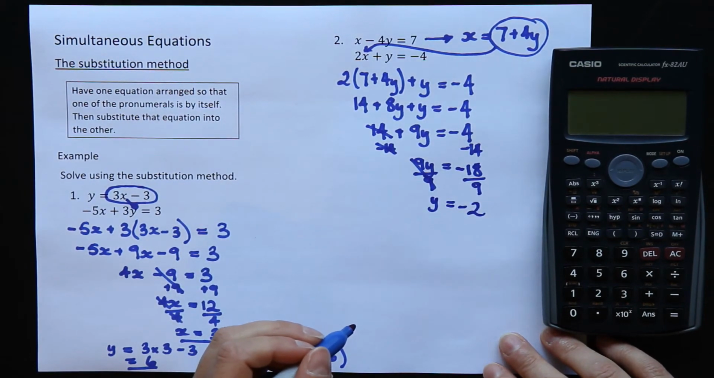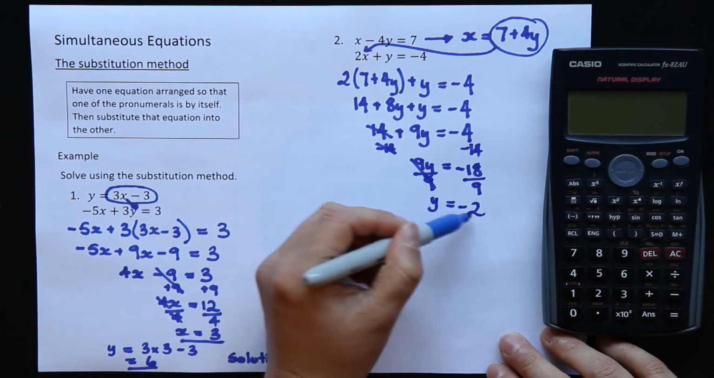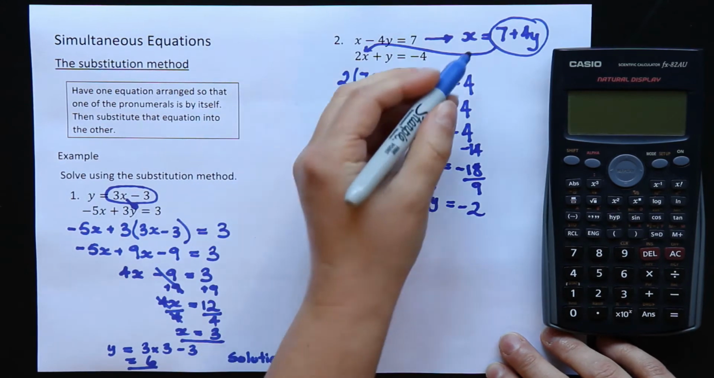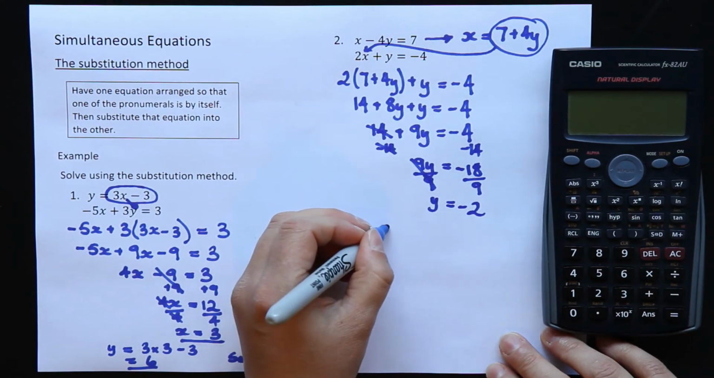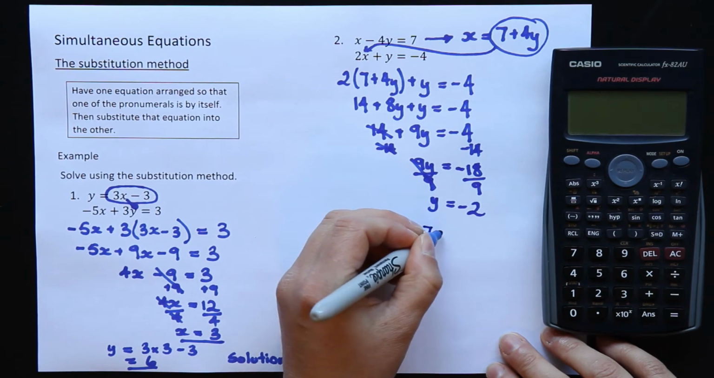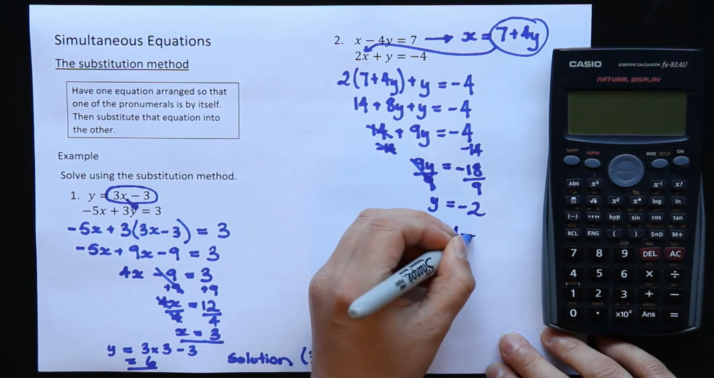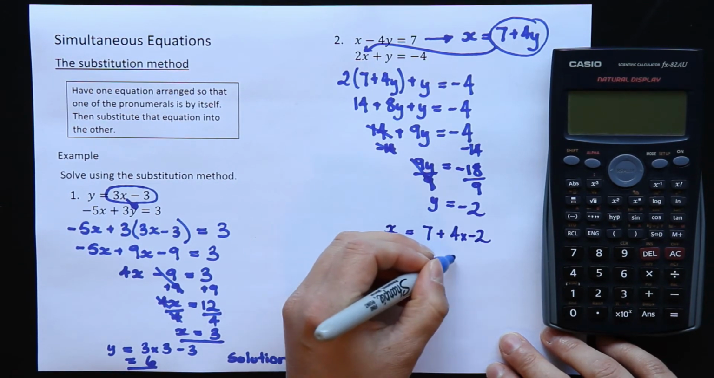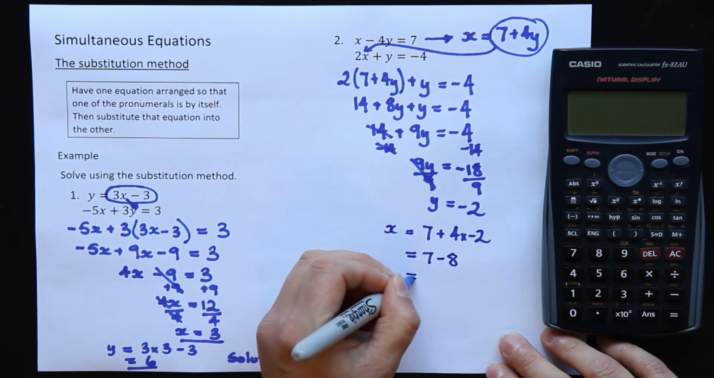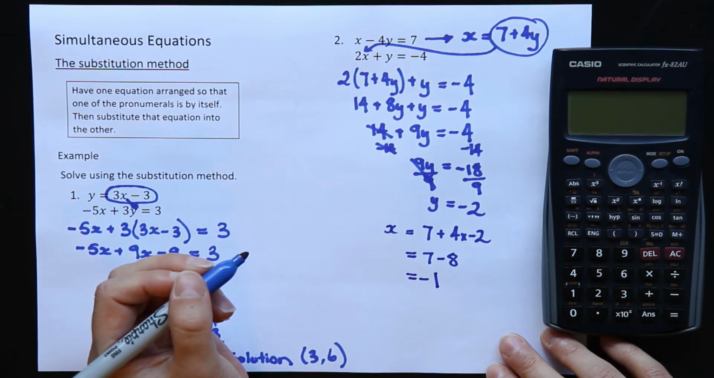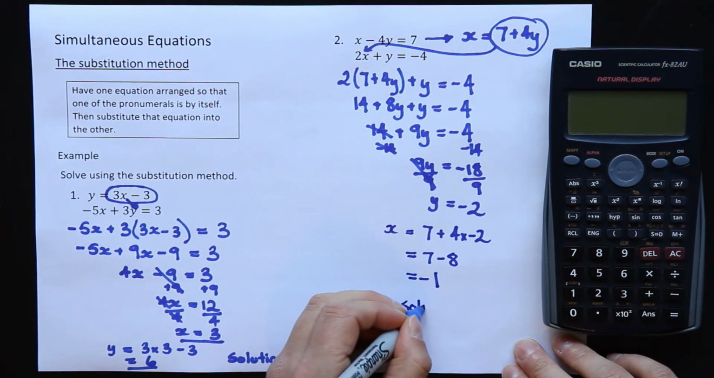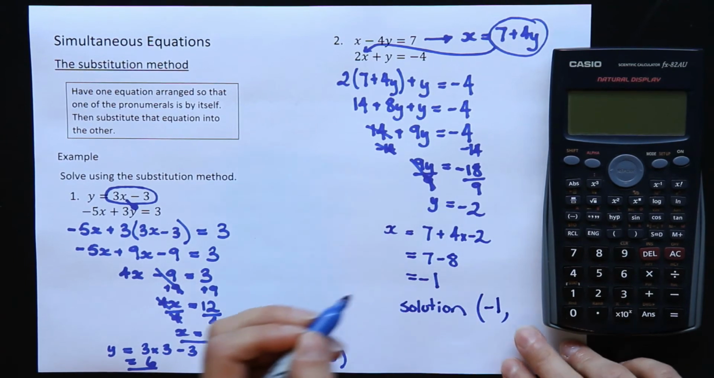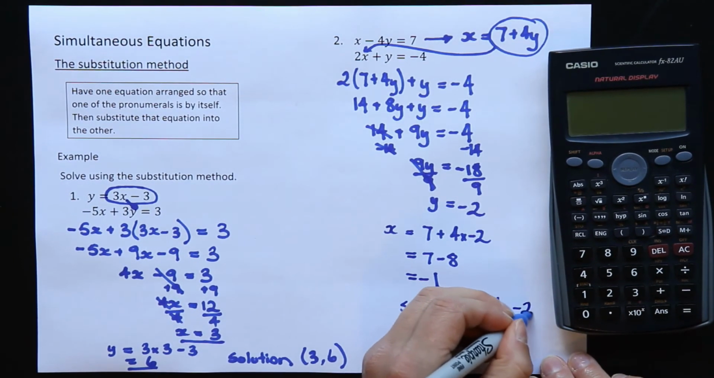Okay, we have to find out what x is equal to, so let's substitute our solution for y back into this rearranged one here. It could be any of them, but that one will be the easiest. x is equal to 7 plus 4 times y, which is minus 2. Okay, 4 times minus 2 is minus 8. 7 minus 8 is minus 1. So the solution, x is equal to negative 1, and y is equal to negative 2.